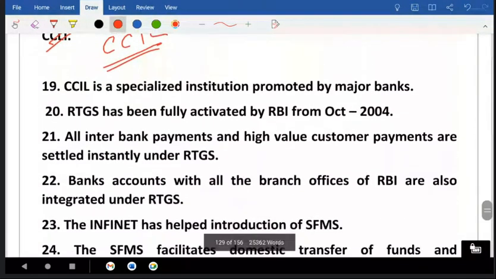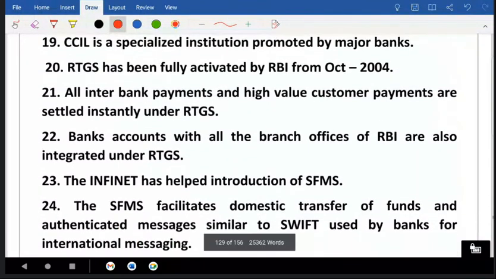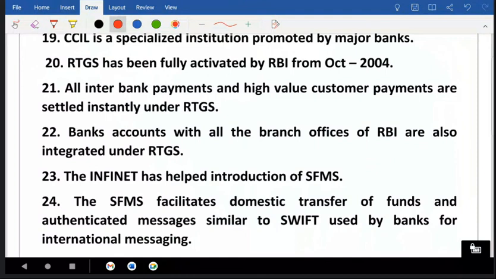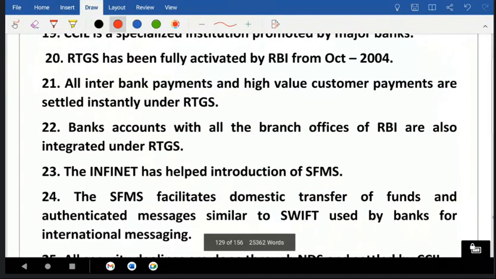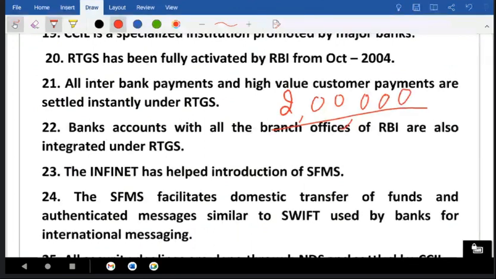Now coming to the RTGS. RTGS, real-time gross settlement, has been fully activated by RBI with effect from October 2004. What is the minimum amount for RTGS? It is 2 lakh and above. No maximum limit, but the minimum amount is 2 lakh and above. For NEFT, no such limit. With NEFT you can do 1 rupee and no maximum limit is there. Bank accounts with all the branch offices of RBI are also entered with the RTGS. That means now all interbank transfers and intrabank transfers can be done by the RTGS. There is no barrier.